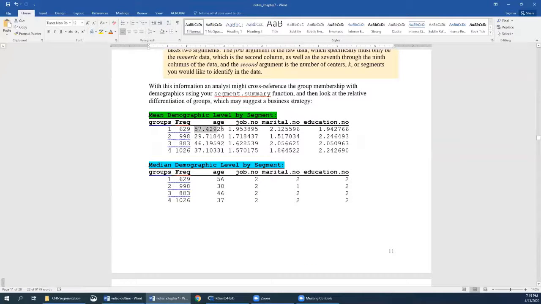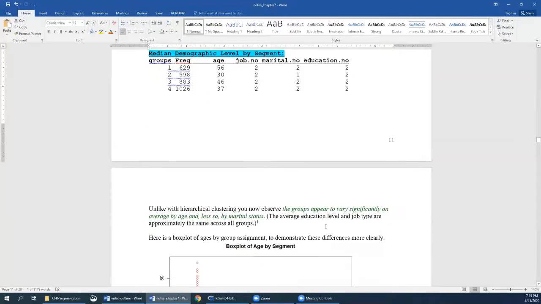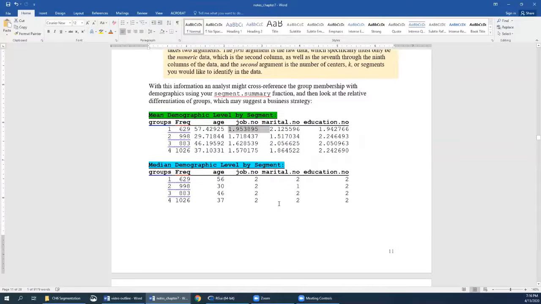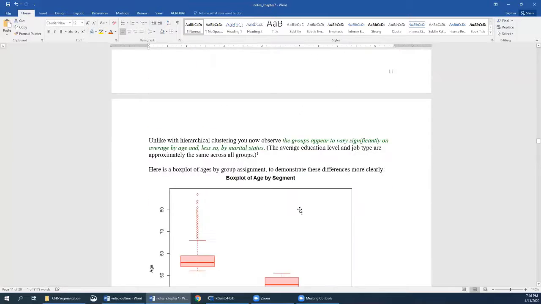How do we know this? Well, of course, we see that old age. We see that the job number average is a little bit higher, so they probably have a higher proportion of people who are out of the workforce, because remember, 1 was blue collar, 2 is white collar, and 3 is retired or out of the workforce. We see they're either single, married, because married was 2, or divorced/widowed, because that was represented by the number 3, and they have lower education because that education value is lower than our other 3 groups.